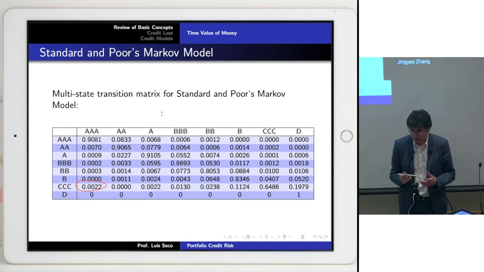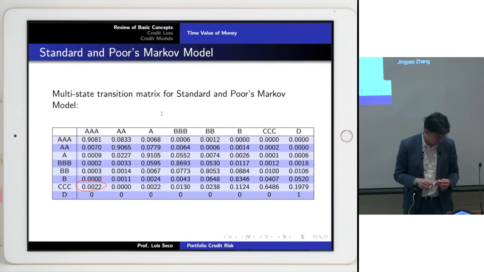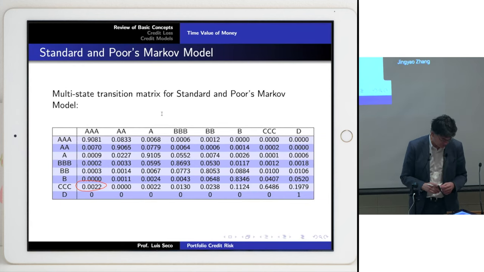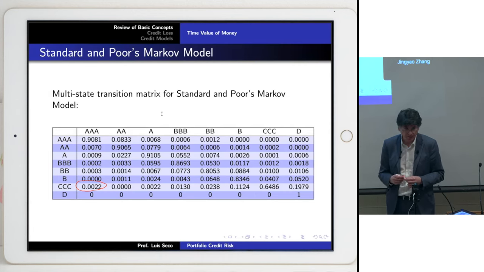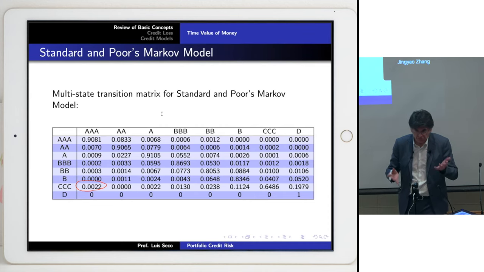It looks like it's wrong. Why? Because it looks like you're more likely to become AAA if you're rated CCC than if you're rated B. Right? That looks weird. No, first of all, as you know, Markov chains don't have to be monotone in any way. There's no reason for any number. The only thing is that they have to add up to one. But there's no monotonicity, right?